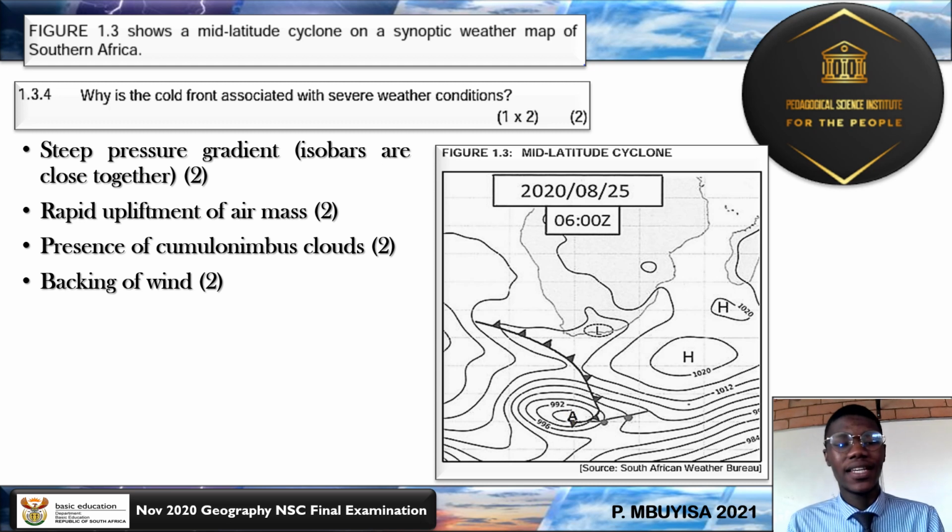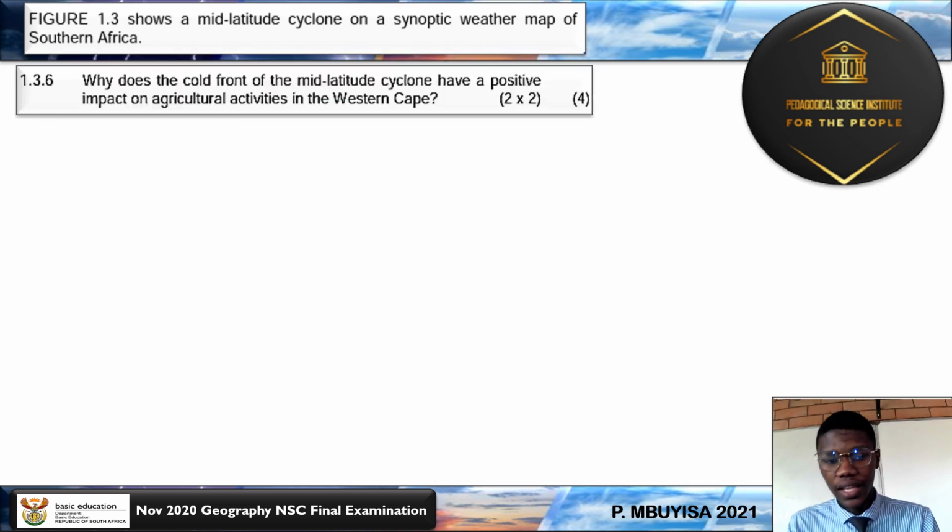And what's going to happen as a result? You're going to have the backing of air. So the wind direction is going to change, it's going to back, and that's what we mean, it's going to change. And those are the features that you have.